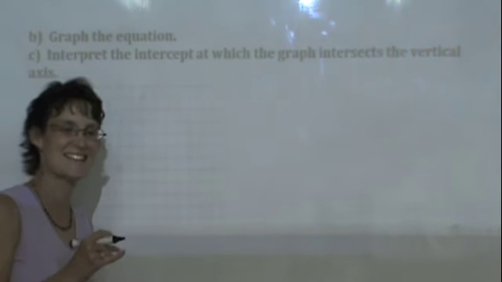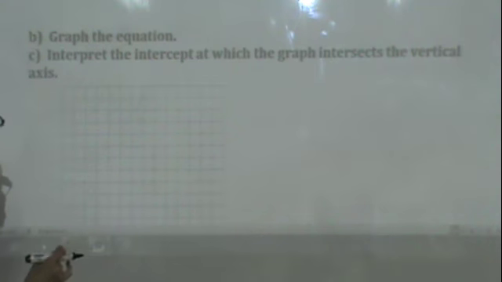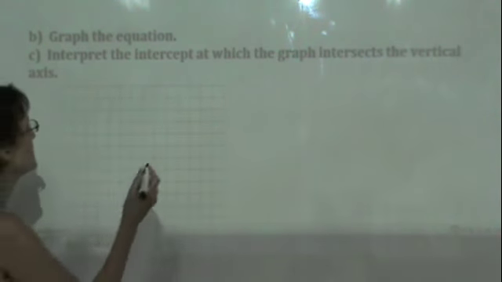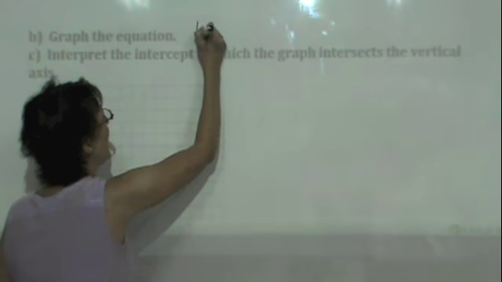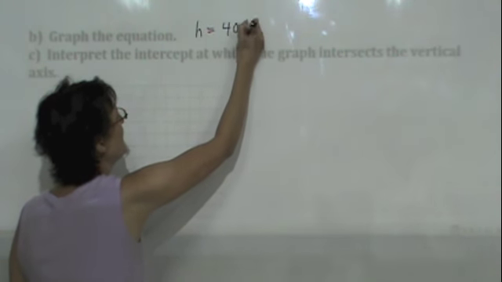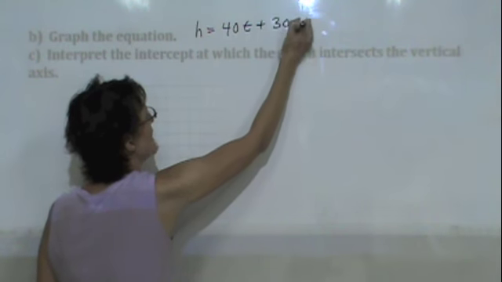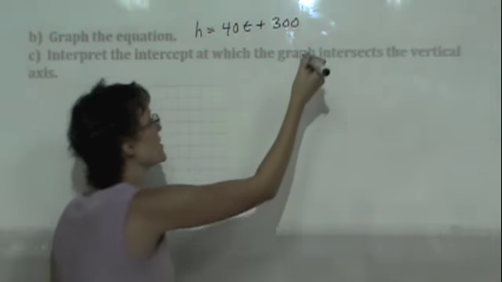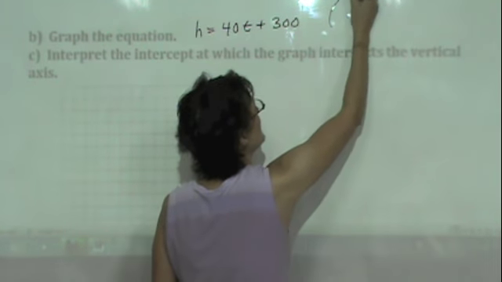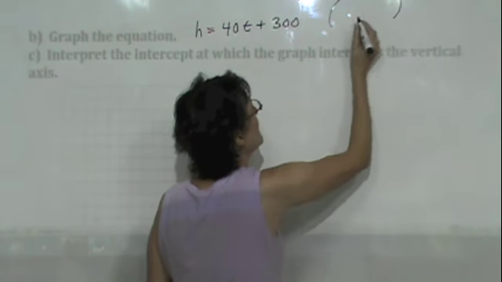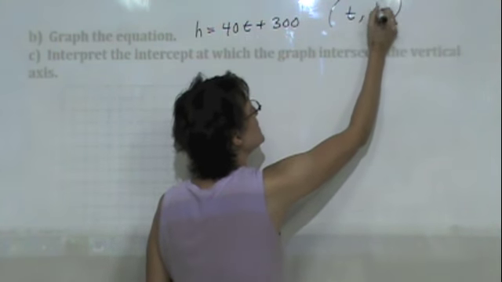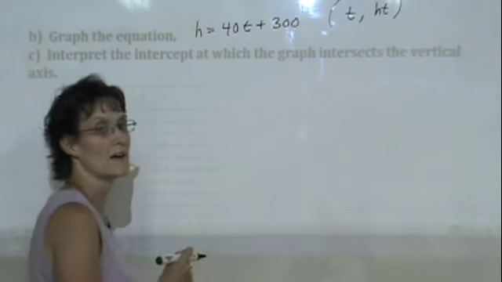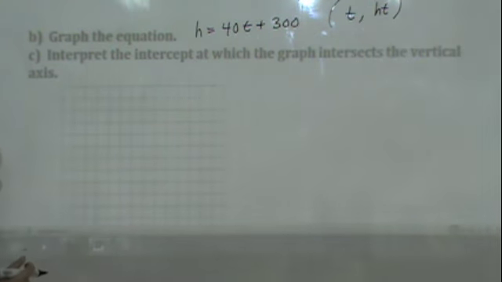Graph, vertical axis. Okay, so graph the equation. Well, let's put our equation back up there. So that's h equals 40t plus 300. And this was all in meters. Also, let's put back up here, this was our x and this was our y. So this was t and this was our height. That way we know where our axes are going to be.